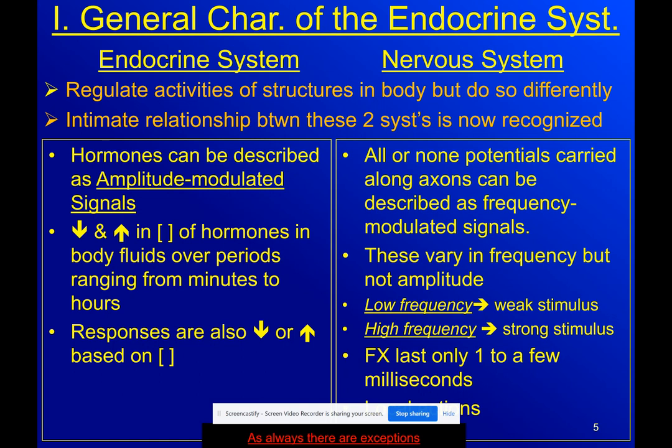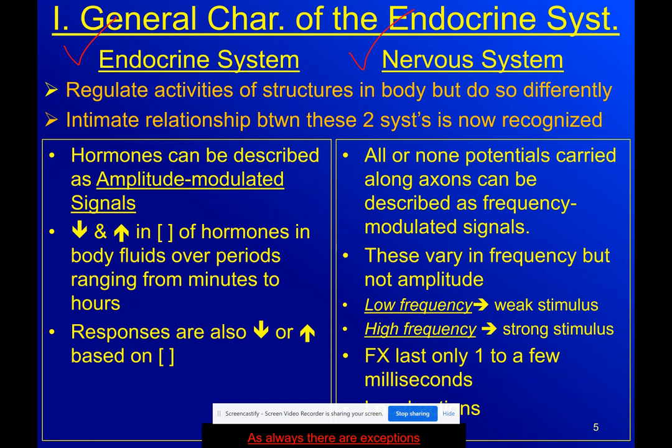So, I told you guys we had two regulatory systems in the body, the endocrine system and the nervous system. So, let's talk about them. Both of them do regulate activities of structures in the body. How they do it is different. They also do have an intimate relationship. They do influence each other.